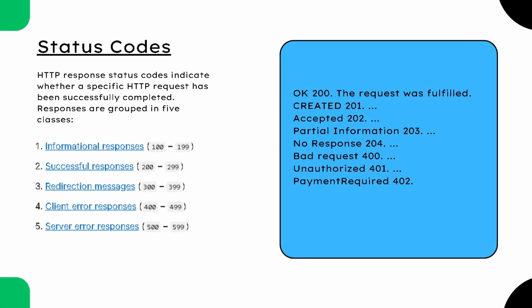Status codes. So guys, here it is written, HTTP response status codes indicate whether a specific HTTP request has been successfully completed. So you can see there are multiple codes here from 100 to 599. Each code has its own purpose. The codes from 200 to 299 represent successful responses. So if the client got a 200 status code after hitting your API, they will consider it a successful response.